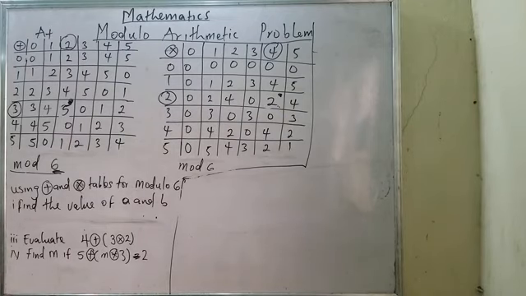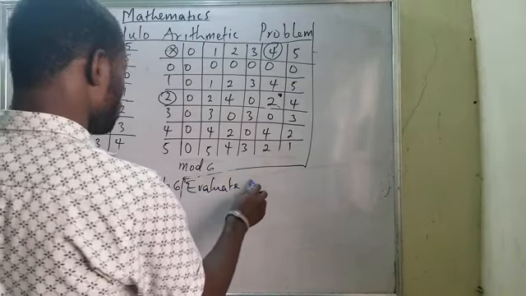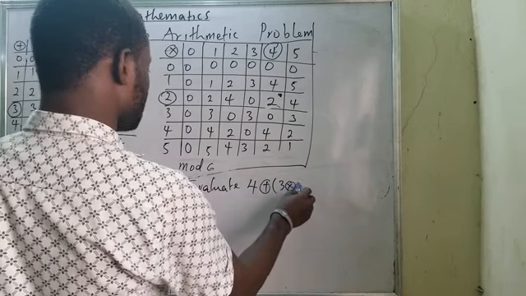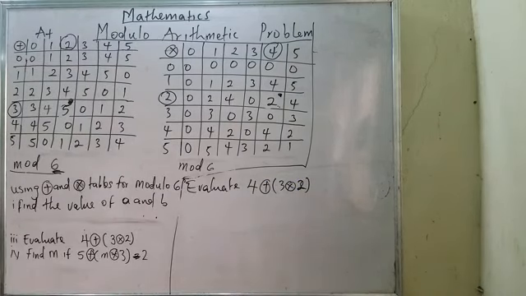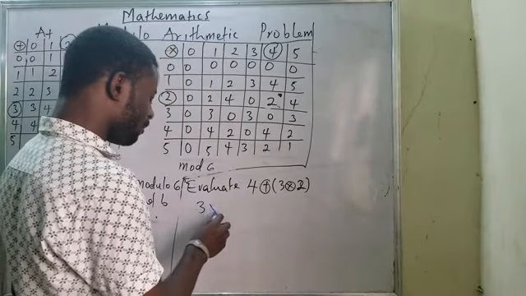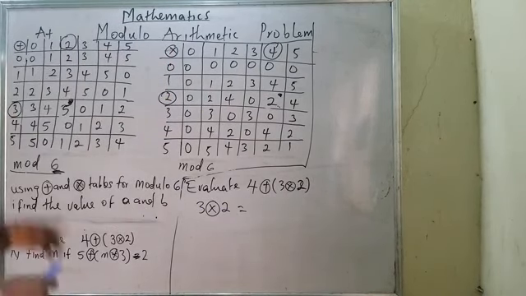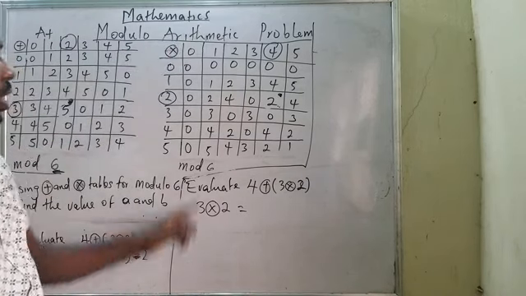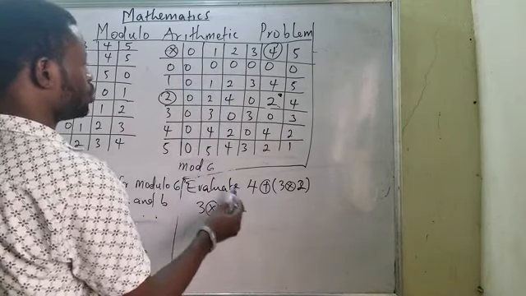Number 2, I want to evaluate 4 operation plus with the bracket of 3 and multiplication of 2. Now, look at this. If I were you, I would first deal with the bracket. Now, 3 multiplication operation 2, what will it give me? I will come to the table. It's very good to come to the table. Now, 3 operate with 2. It produces 0.